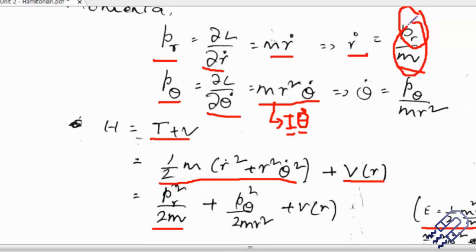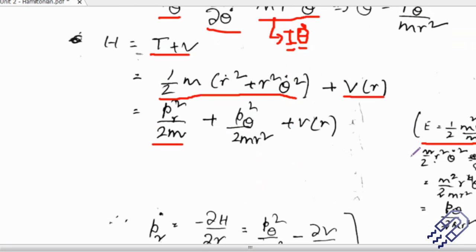Just replace r dot by p r by m. So half m into p r by m whole square means p r square divided by m square. So one m and one m will get cancelled. You have p r square by 2m. You can do it that way also. It's very simple. I'll just go back to the other method for the second term.